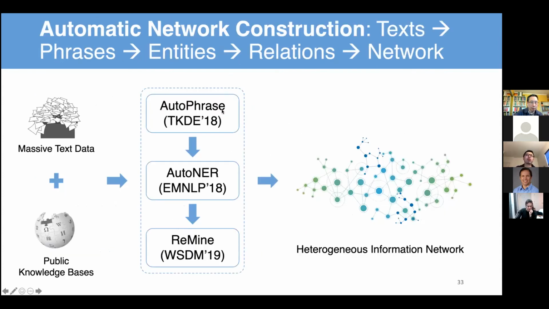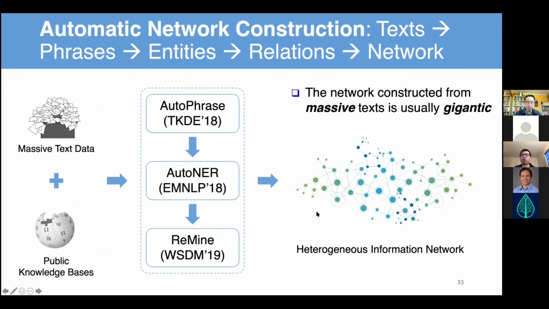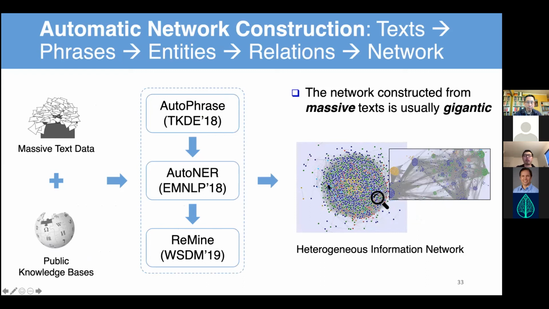And combining the AutoPhrase, AutoNER, REMIND together, they are all using the input text plus knowledge base. We can construct this network, right? Then as this network is constructed from a massive text corpus, its size is usually gigantic, right? And we did some experiments. I ran all these pipelines on all the biomedical papers we get from the PubMed.